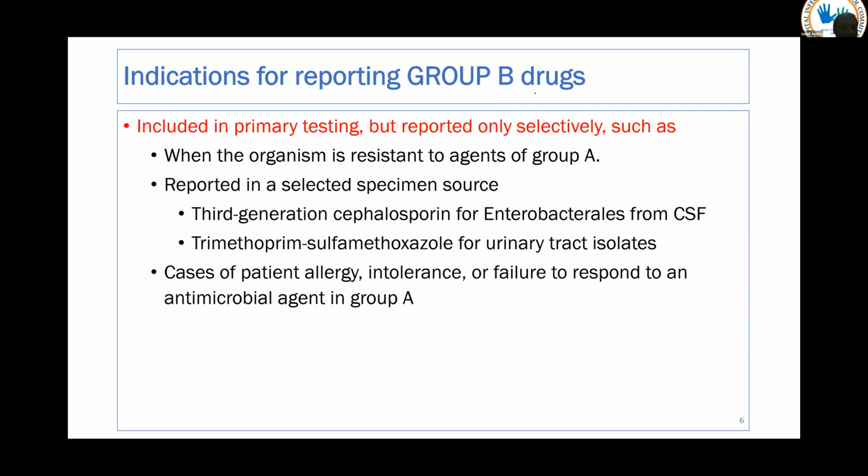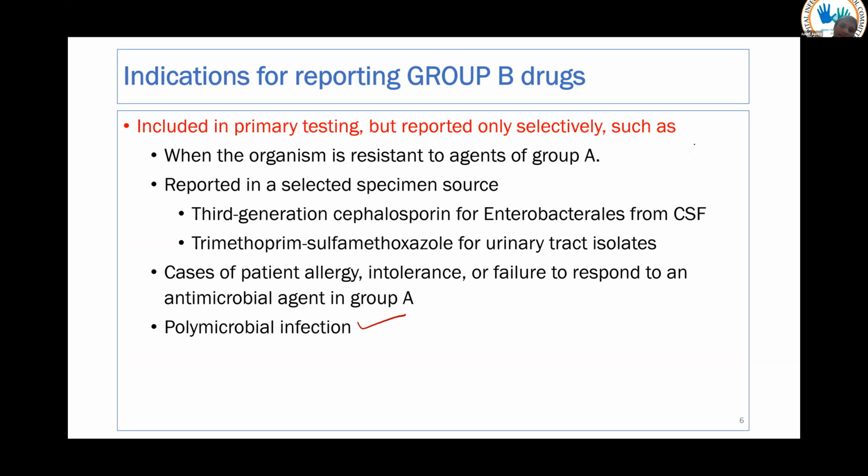Next, cases of patient allergy, intolerance, etc. to group A agents. If group A agents are resistant, of course, that is one indication. If the patient has allergy or intolerance to a group A agent, or it is sensitive but treatment failure is noticed by the clinicians, then in all those cases you can report group B agents also, because group B agents would have been tested on day one. Polymicrobial infection is another indication where you have to release the group B agent.